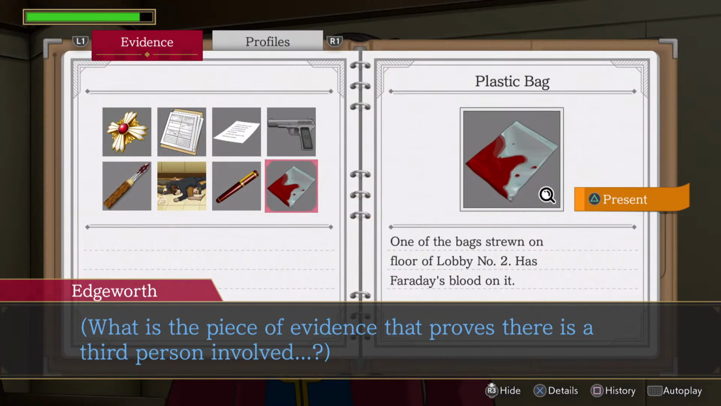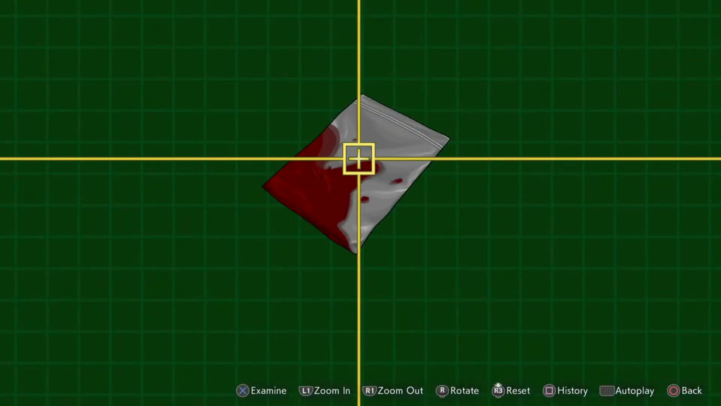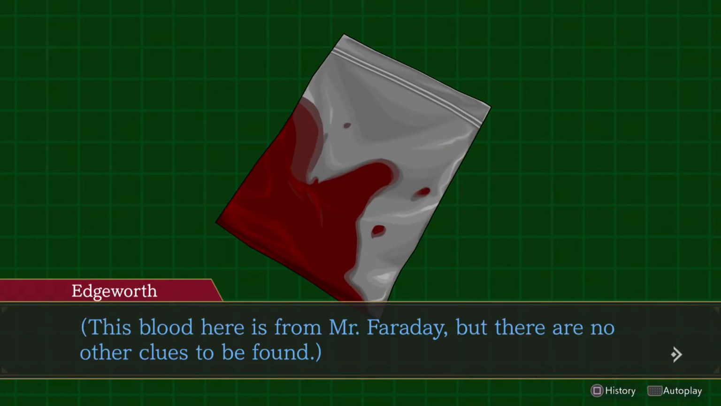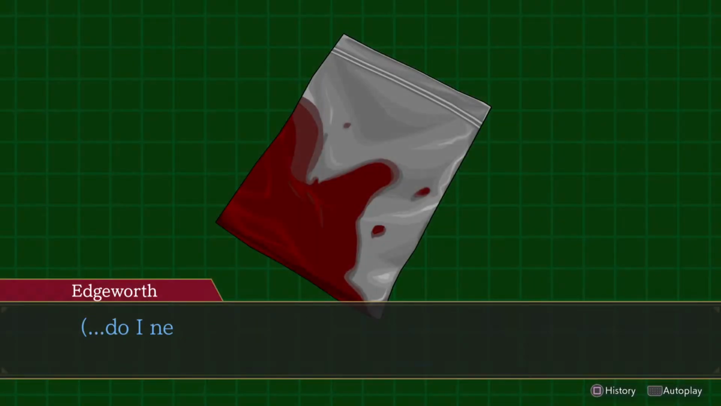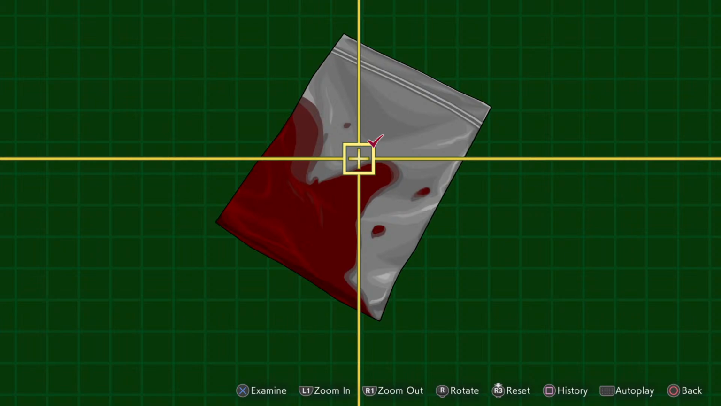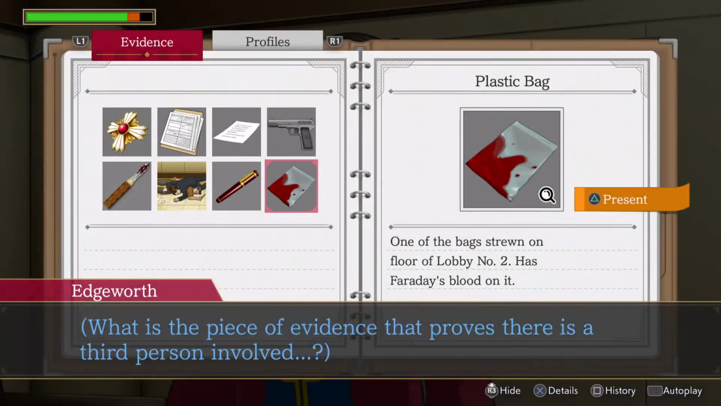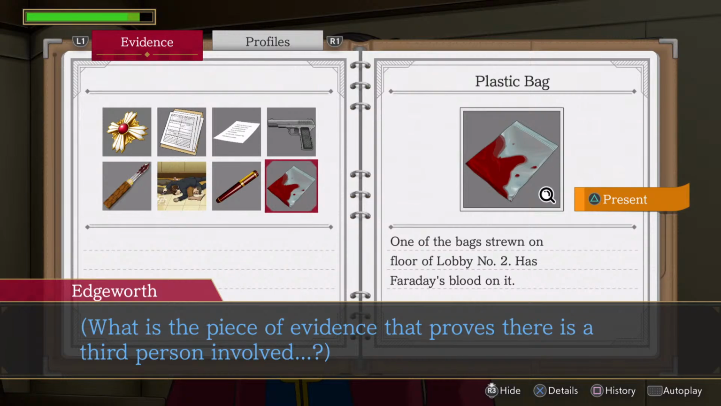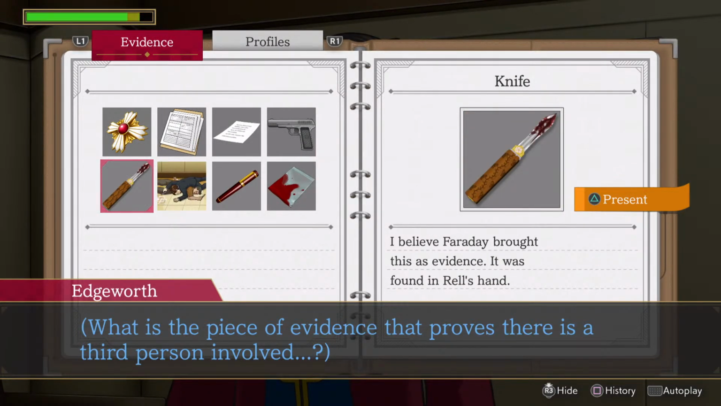Bloody bag? The one that has Faraday's blood on it? This blood here is from Mr. Faraday, but there are no other clues to be found. It begs the question, do I need to put this bag inside another bag in order to preserve it as evidence? I think they had to... There's no explanation in the one photo, like how that was done or something. So did somebody with bloody hands go in there? That is possible.